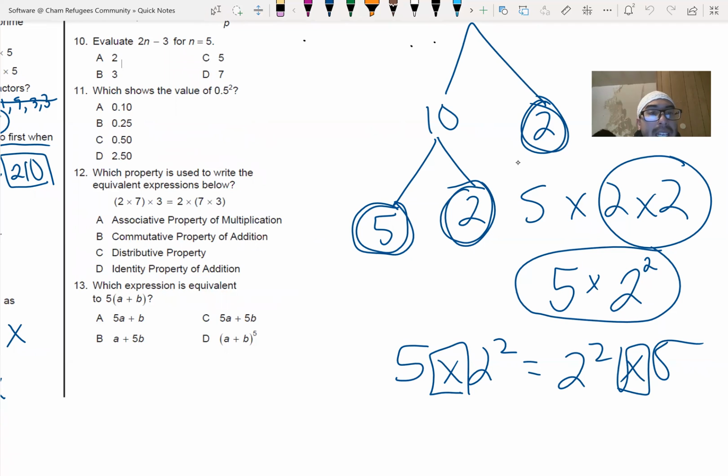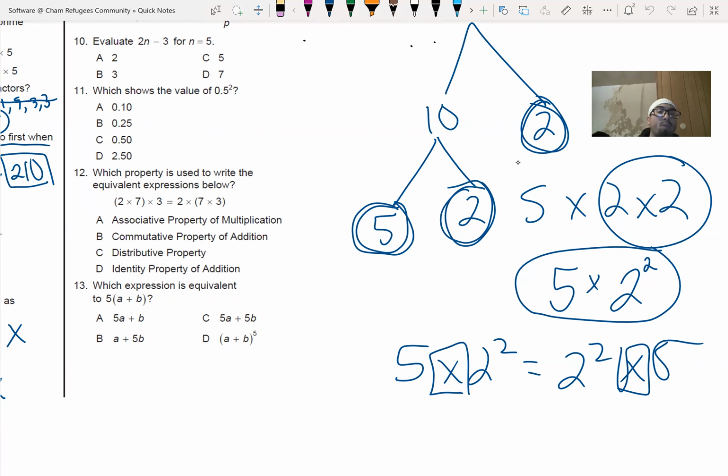Okay? And then it says, which shows the value of 0.5 squared, or 0.5 to the second power. So again, you have to think, what's the base? What's the exponent? And what does it mean when that happens? What operation am I supposed to use?